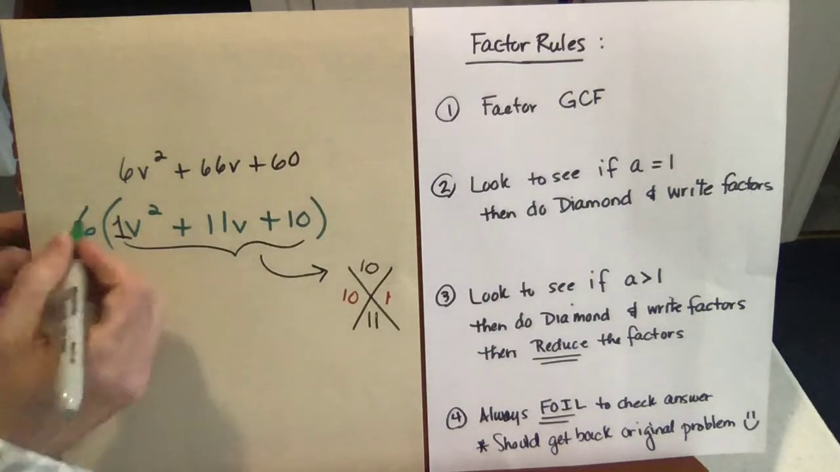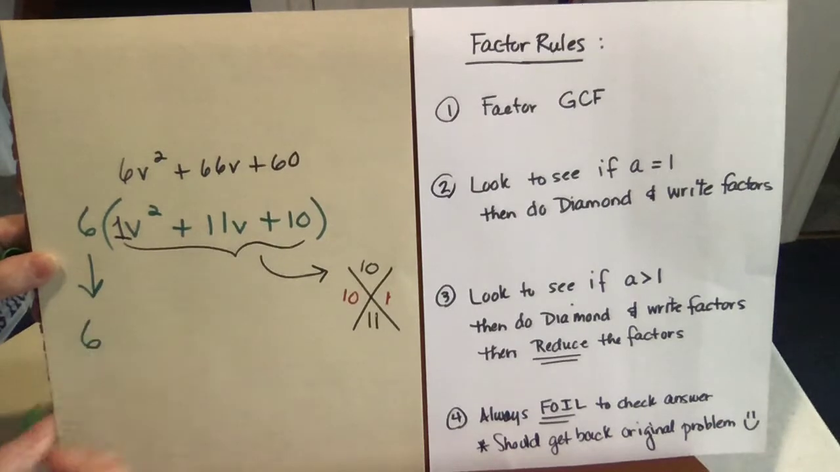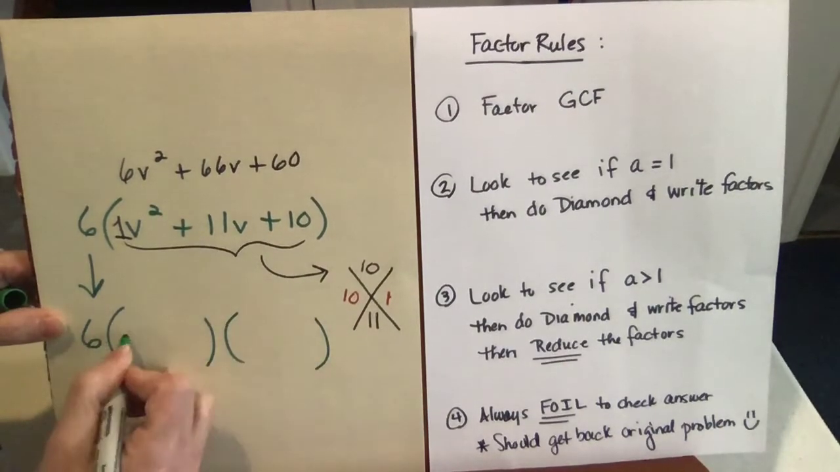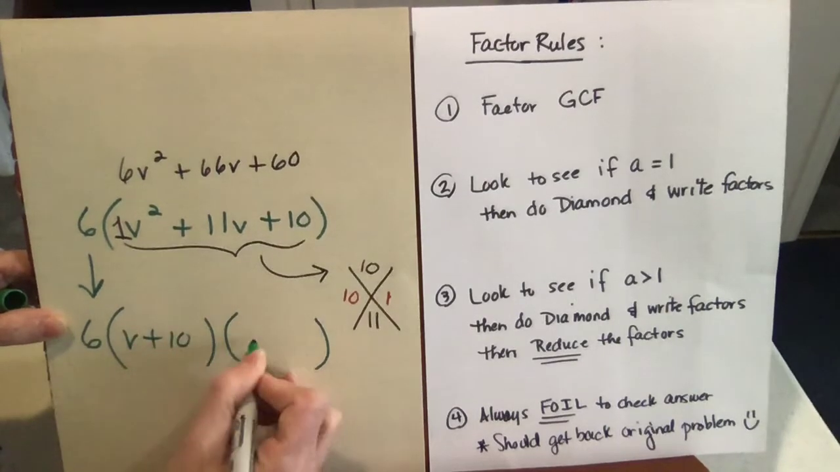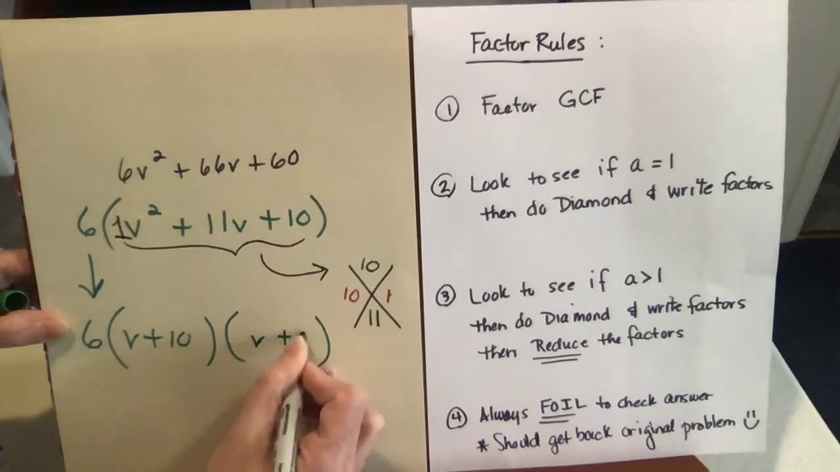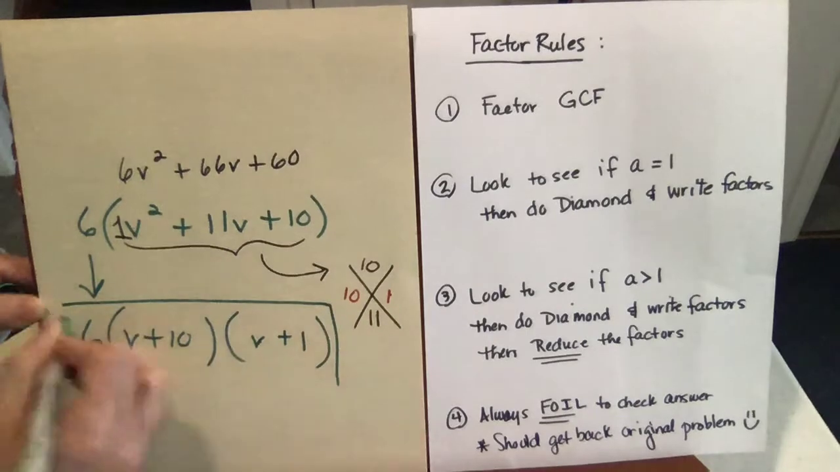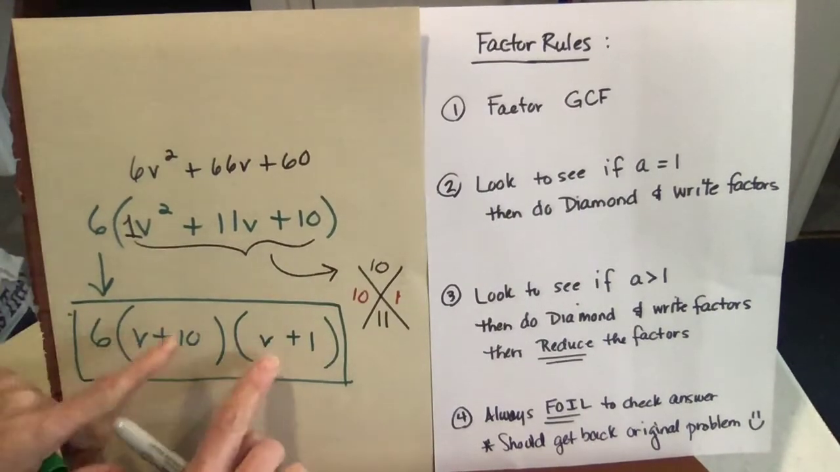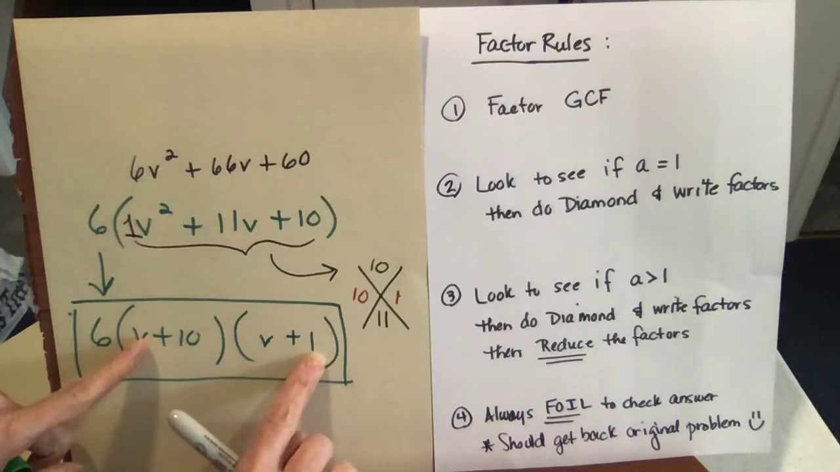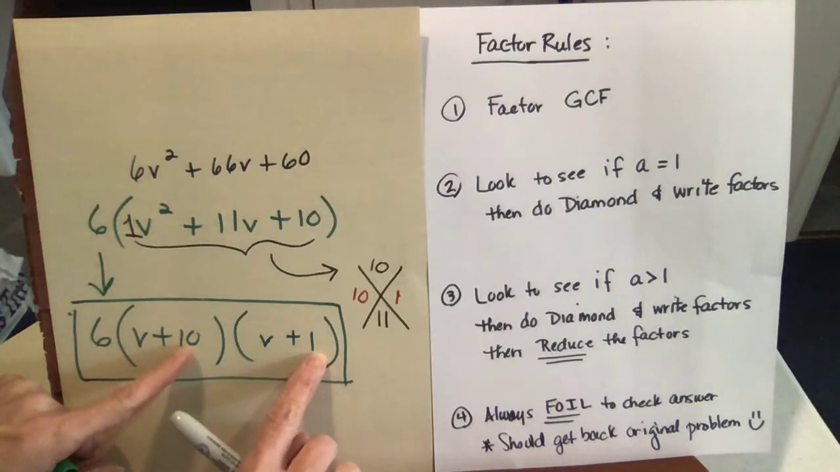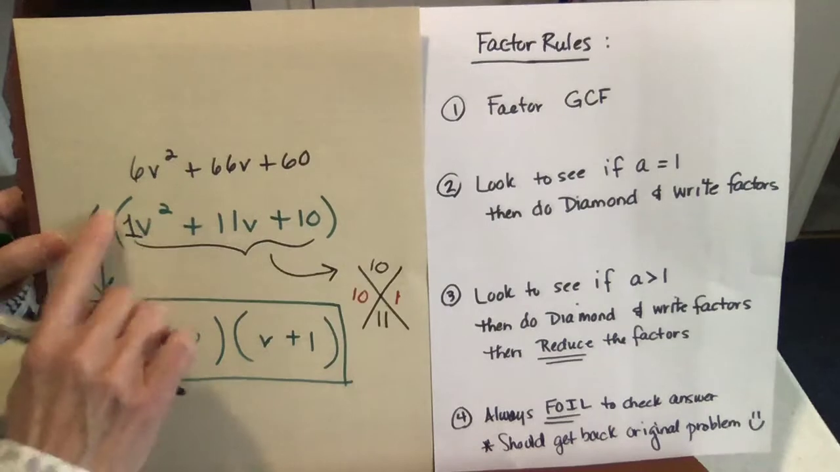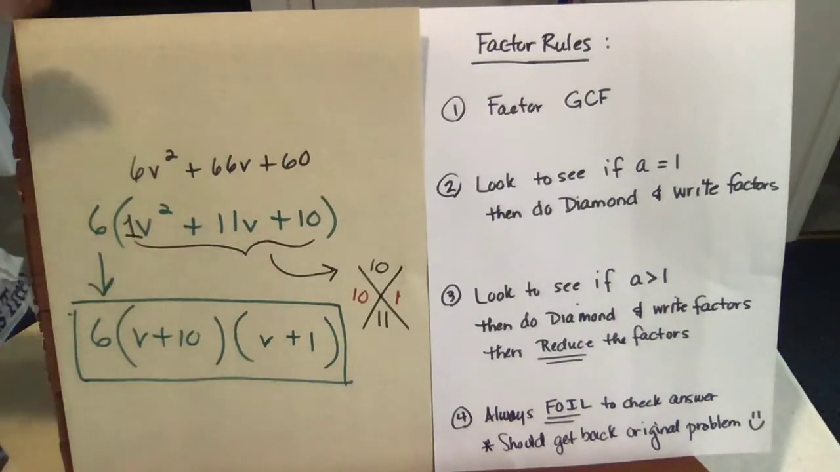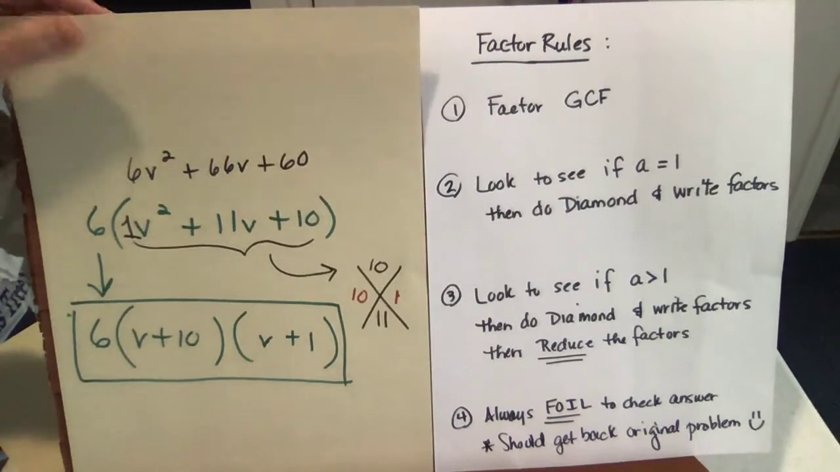Our final answer is keep that 6 GCF. Don't let it go. Open up 2 parentheses. v plus 10, v plus 1. And that's your final answer. Again, to check it, v squared, 10v and 1v is 11v, and 10v. And then you're back here. And then this is 6, 66, and 60, and you're back at the top. All right, that's your final answer.